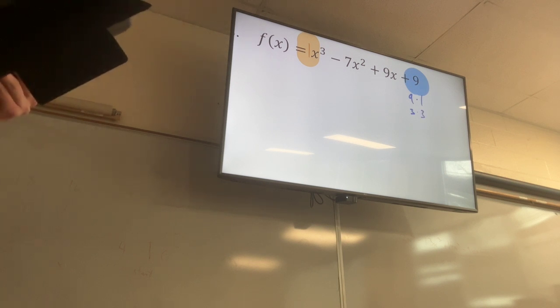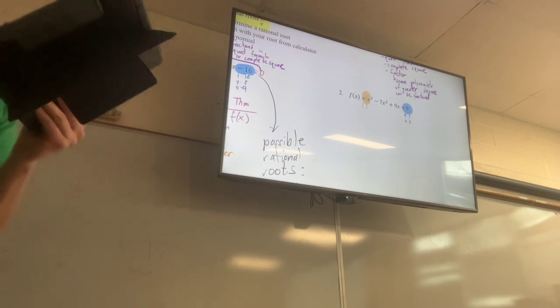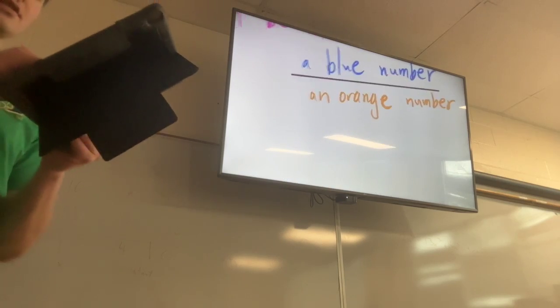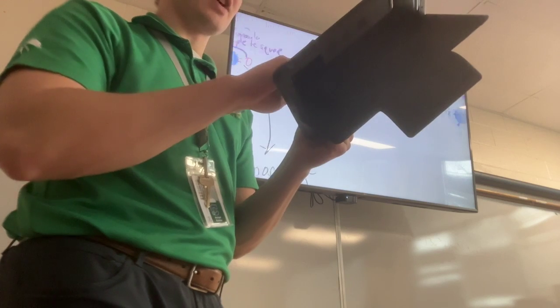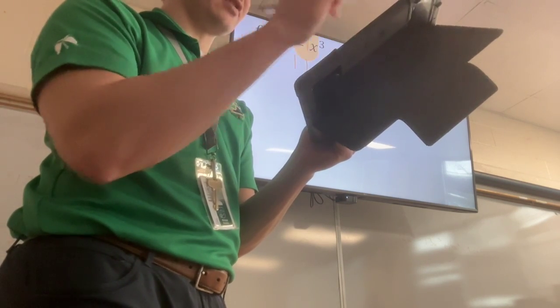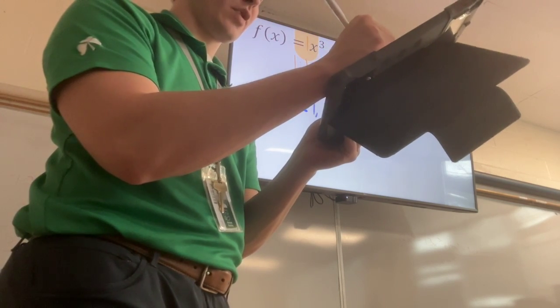1 is just 1 times 1. What's the form of my possible rational roots again? What are those going to look like? It's going to be a blue number over an orange number. So I'm going to take all the blue numbers, and make sure you write a plus or minus. Write out all the blue numbers, so plus or minus 1, 3, and 9.